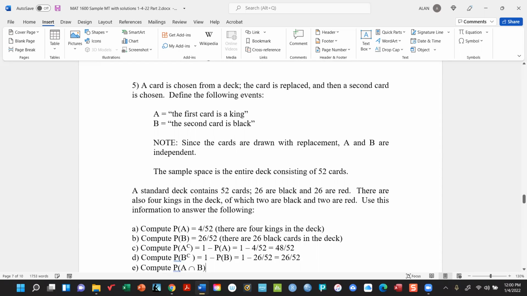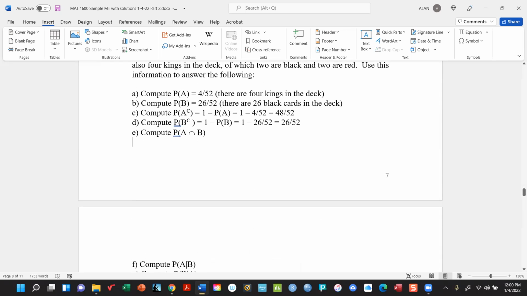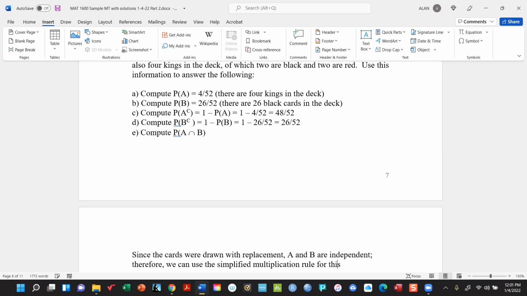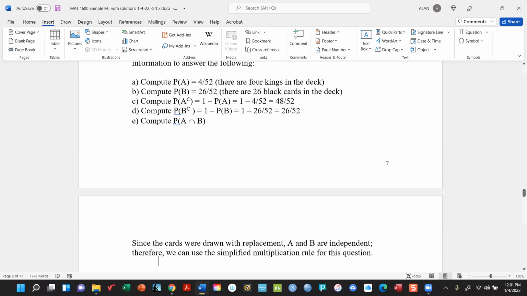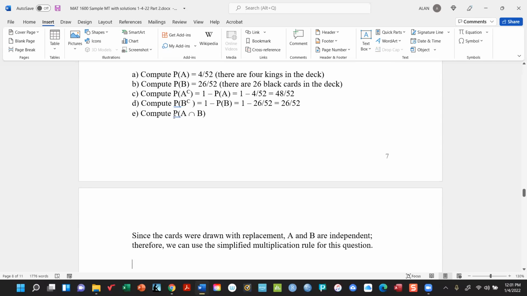Now, take a look at this one. This is a tricky question. A and B, what's the probability that both of these are true? Okay, so here's the answer. Since the cards were drawn with replacement, A and B are independent. Therefore, we can use the simplified multiplication rule for this question.